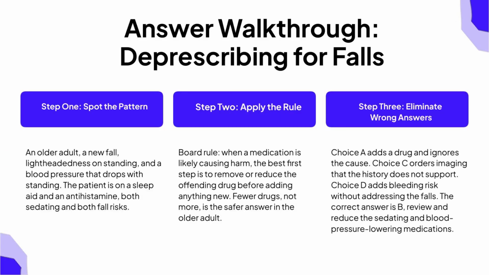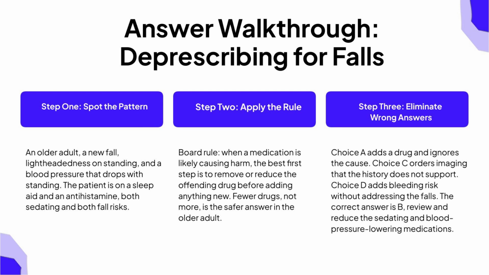Let us break this down step by step. Step 1, spot the pattern. We have an older adult, a new fall, lightheadedness when standing, and a blood pressure that drops on standing. She is also taking a sleep aid and an antihistamine, both of which are sedating and both of which raise her fall risk. Step 2, apply the rule.